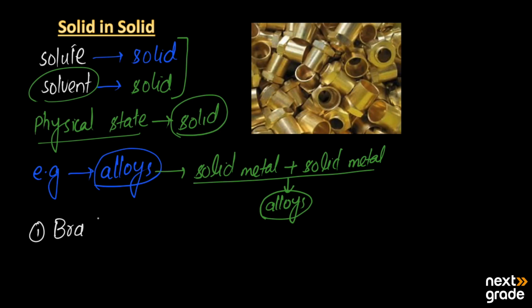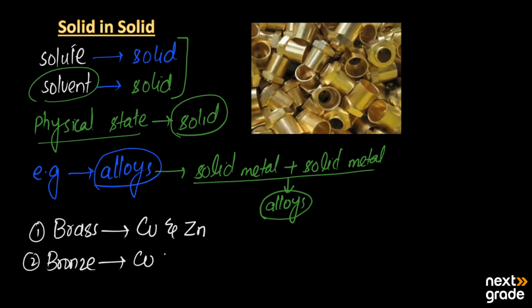Brass is an alloy in which we dissolved copper and zinc. The other example we have is bronze. Bronze is the alloy of copper and tin. On the other hand, here we have pure gold.